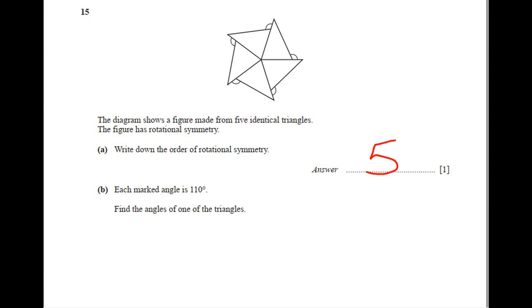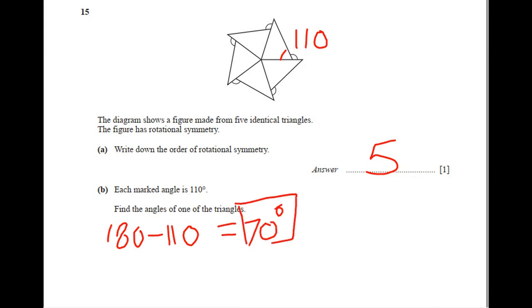Part B, each marked angle is 110. Find the angles of one of the triangles. So this angle is 110, so we can easily find its adjacent angle. How? Because sum of angles on a linear line is 180. So we can do 180 minus 110, which gives us 70 degrees. So this angle is 70 degrees.